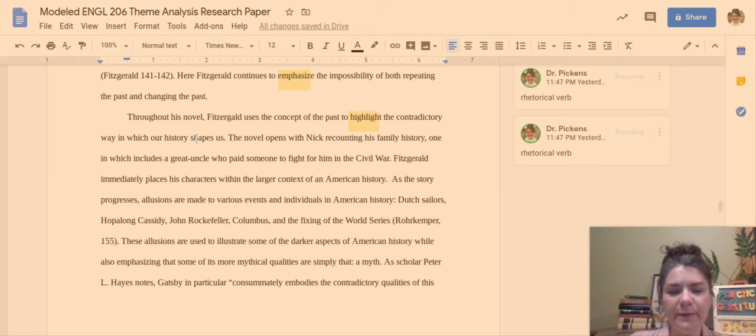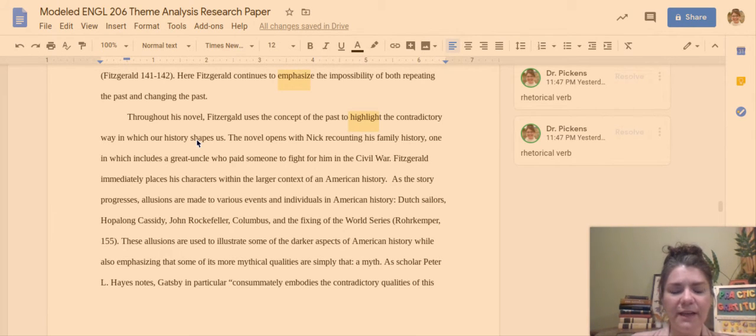The novel opens with Nick recounting his family history, one which includes a great uncle who paid someone to fight for him in the Civil War. Fitzgerald immediately places his characters within the larger context of an American history. As the story progresses, allusions are made to various events and individuals in American history: Dutch sailors, Hopalong Cassidy, John Rockefeller, Columbus, and the fixing of the World Series.